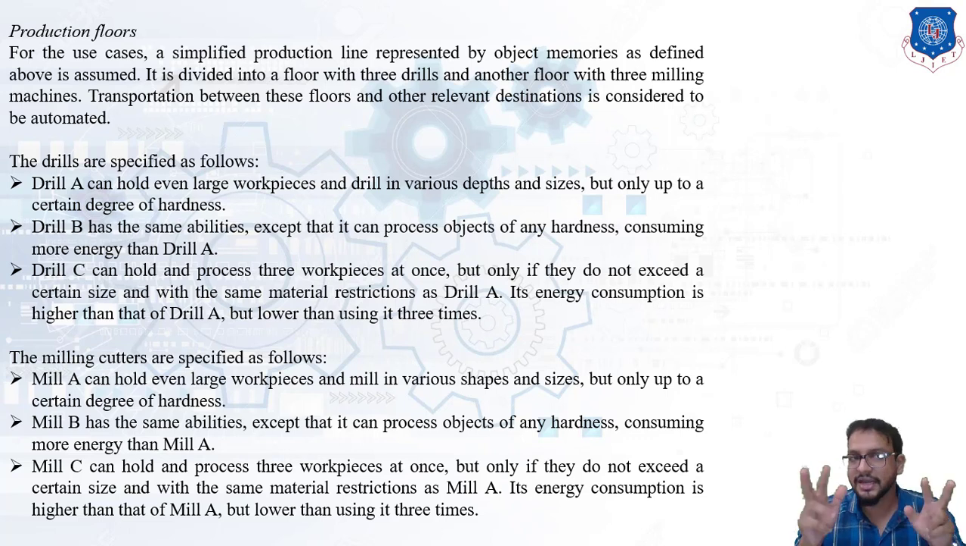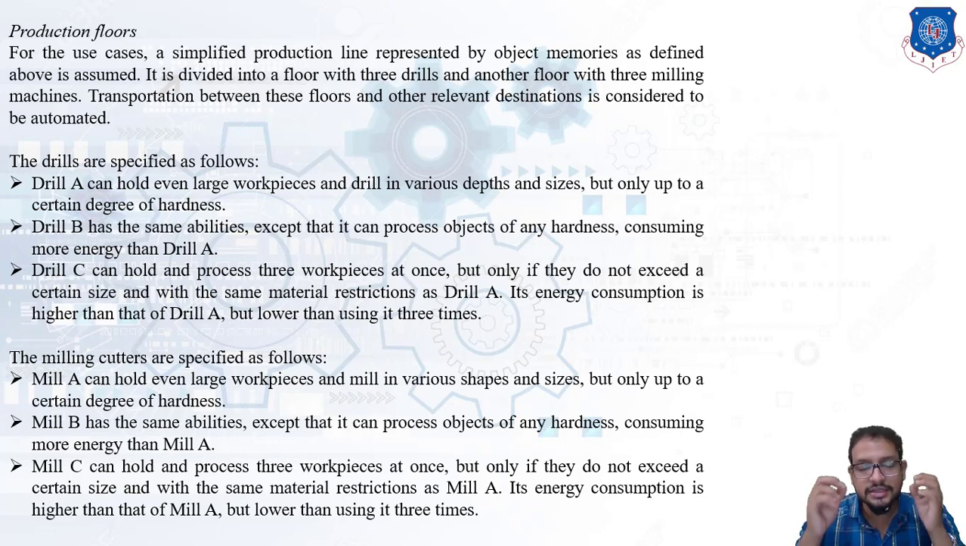Very simple. Now second case, there is drill B. Drill B has the same ability, and in addition to that, this drill can machine any type of workpiece of any degree of hardness. But the condition is that it will consume more power, more energy than drill A.